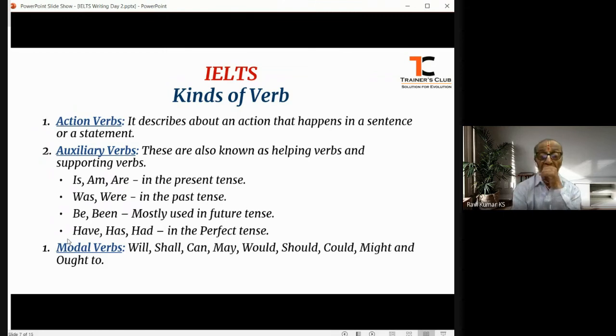Ought to is also a modal verb. What does all these things do, when should they be used? Especially these 4, will, shall, can, and may. And in that, shall, can, and may, what are their usages? When can they be used? What are their functions? These are very important. So I will clearly segregate and explain to you when we get into tenses.